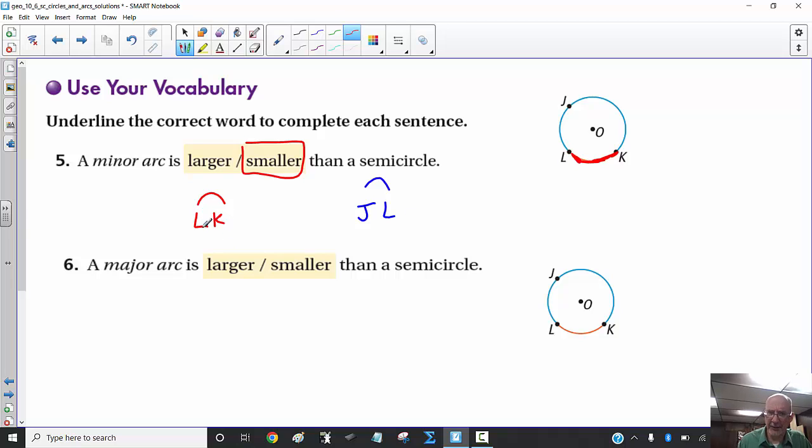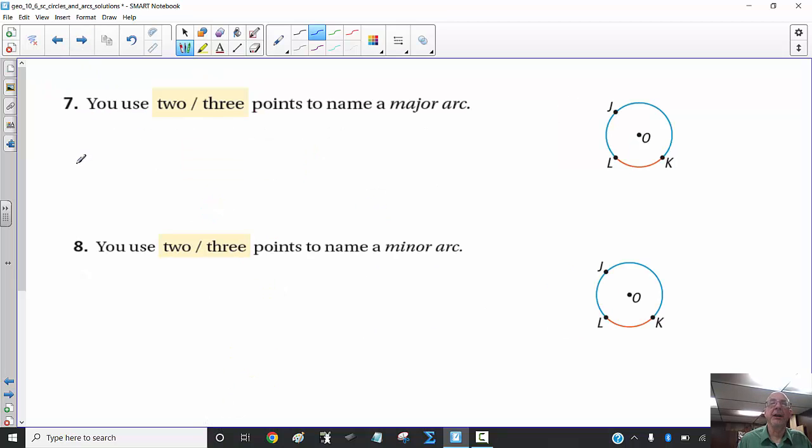But if you want the endpoints to be LK and you want to go the long way around, then you need a third point to force you to go along that way. So that notation is going to be the same endpoints L and K, but you have to have a J in the middle to force you to go this way. So a major arc is obviously larger than a semicircle. There you go.